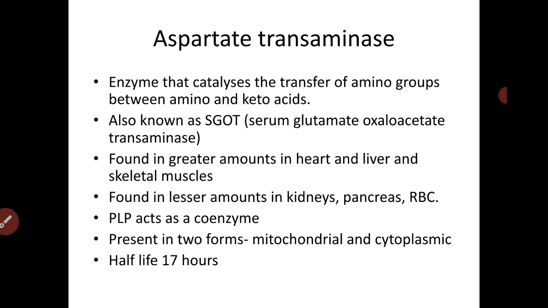Therefore, in pyridoxine deficiency, we may notice a decrease in AST levels. This AST is present both in the mitochondria and the cytosol. Therefore, two types of AST are there: one is mitochondrial AST and another is cytosolic AST. The half-life of AST is about 17 hours.